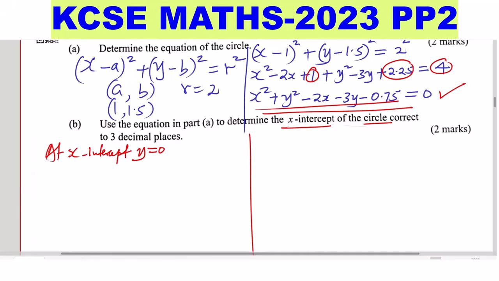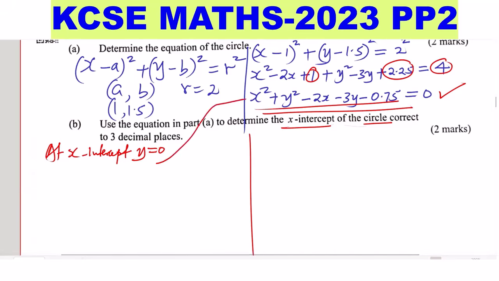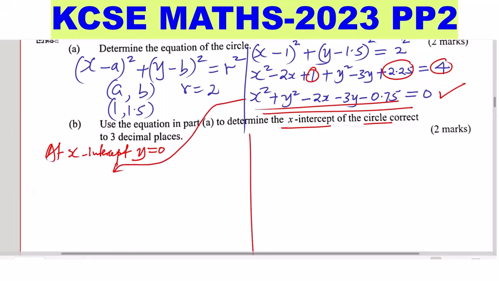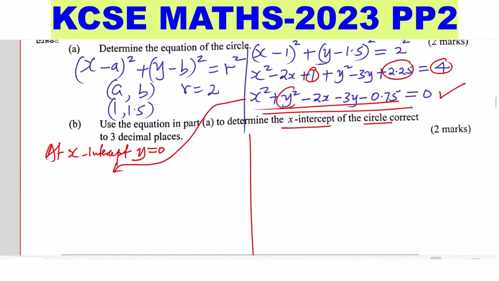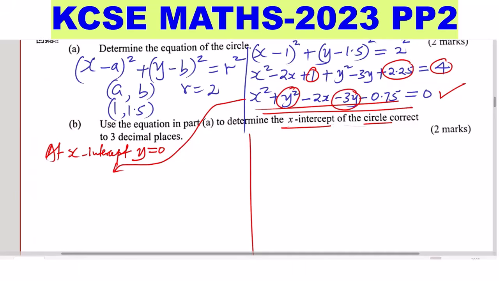So look at this equation. I'll just use this equation that is here: x squared plus y squared minus 2x minus 3y minus 0.75 equals 0. So what you're going to do, y is there and y is there. Just substitute those values with 0. Where we have y, just substitute that with 0.